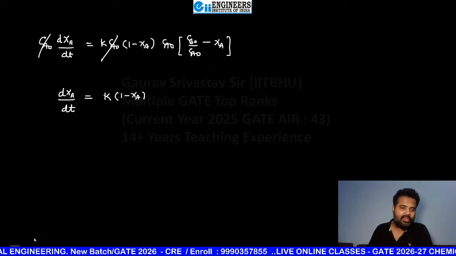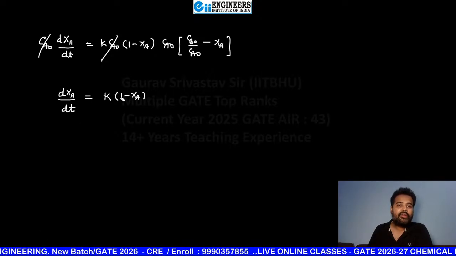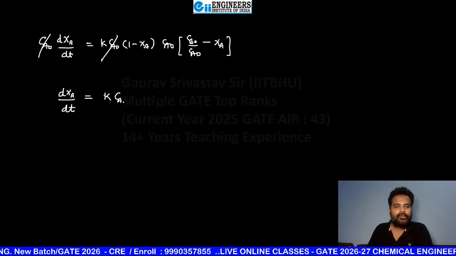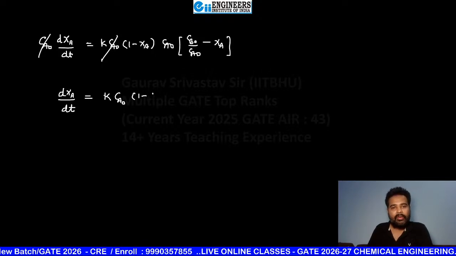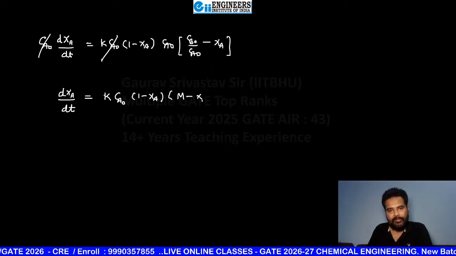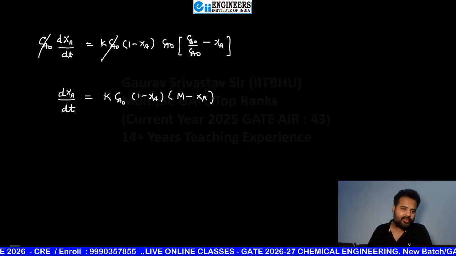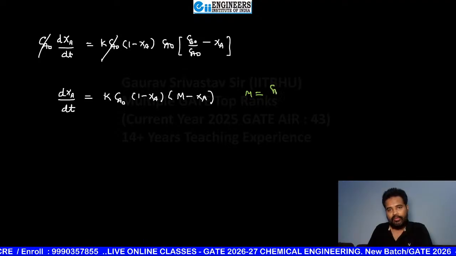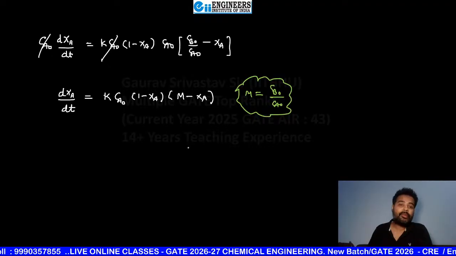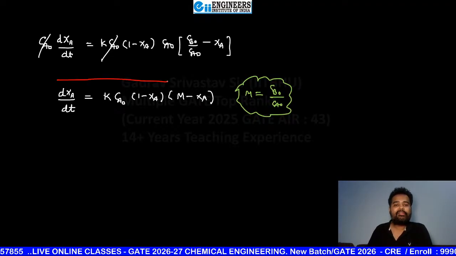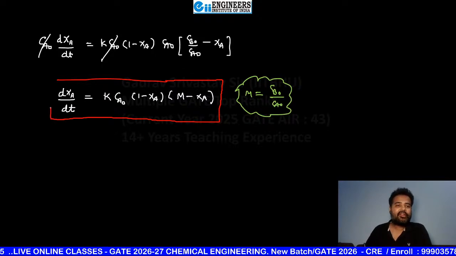Wait, one Ca is still there. So k Ca naught (1 minus xa), and here I am writing it as (m minus xa), where m is Cb naught by Ca naught. Okay, now this is your final first order linear differential equation, and now please tell me, is it correct or did we miss anything?